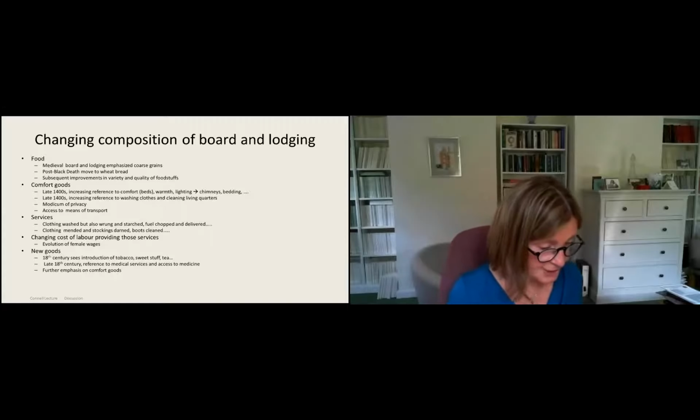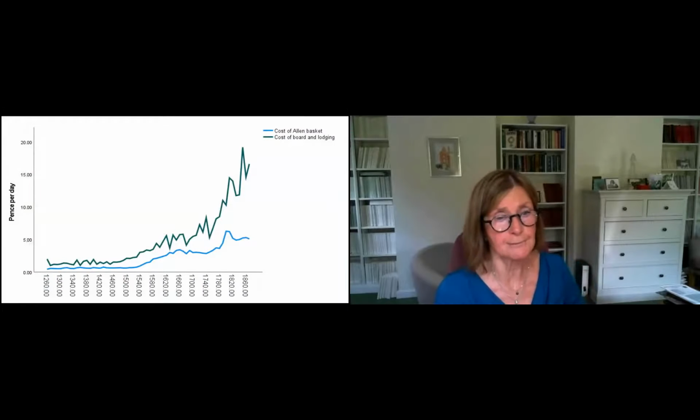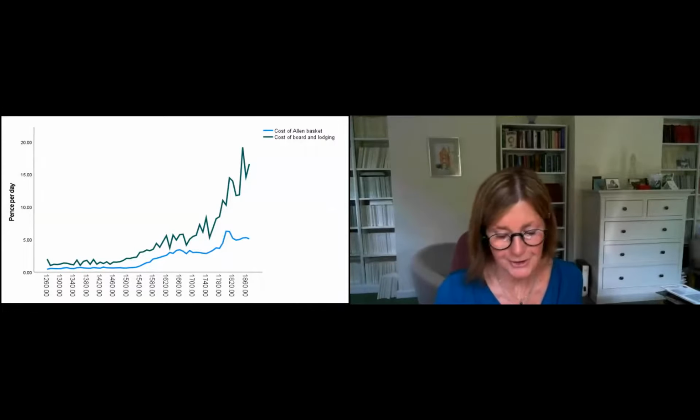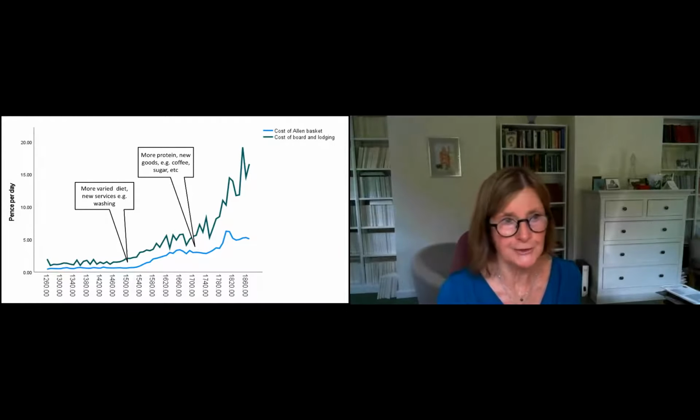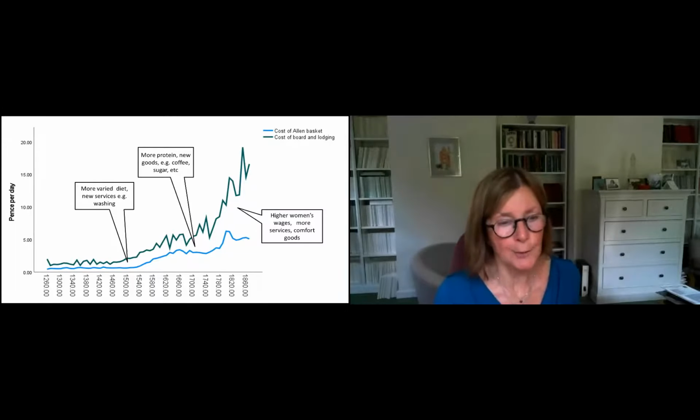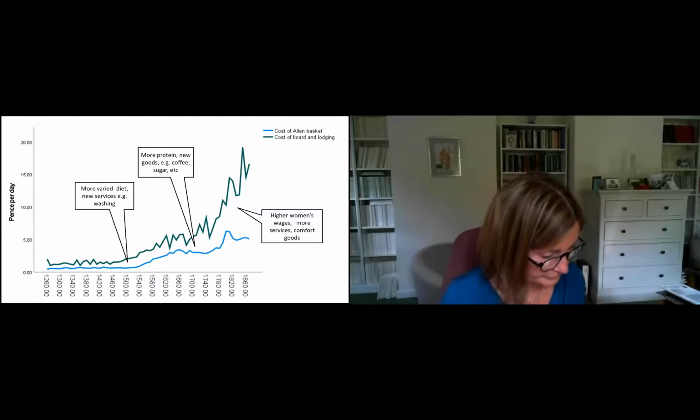And we can fit these qualitative insights into our quantitative account. So here we're comparing the cost of the Allen basket with the cost of board and lodging, and we can identify the emerging gaps here. The gap emerging around 1500, I've associated with a more varied diet and with new services, for instance, the inclusion of laundry services. Another emerging gap is to do with more protein included in the diet, new goods, coffee, sugar, etc. And the big gap opening at the very end of the time period is driven by higher women's wages and more services included in the respectable lifestyle, the comfort goods that Jan de Vries says were so important in this time period.